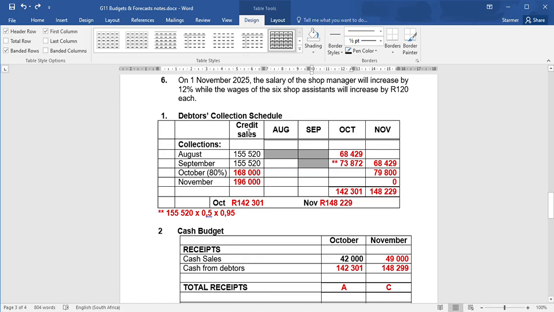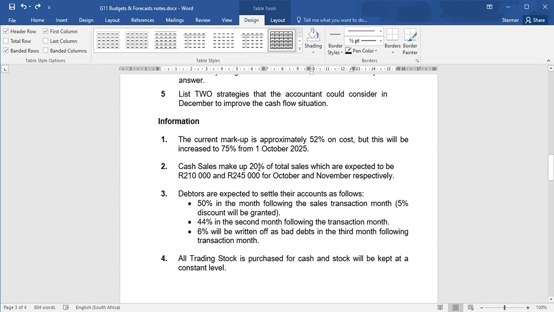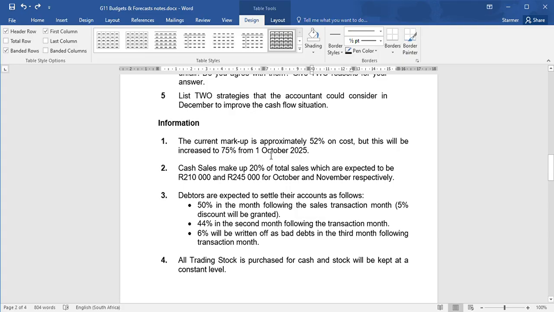Alright, let's look at this thing here called a debtors collection schedule. The first thing is that they filled in those two credit sales amounts for you. Now you need to read the information. They tell you the current markup is 52%, but you're going to increase this to 75% from the 1st of October. Don't worry about that now, because we're going to need it for our cost of sales in a minute.